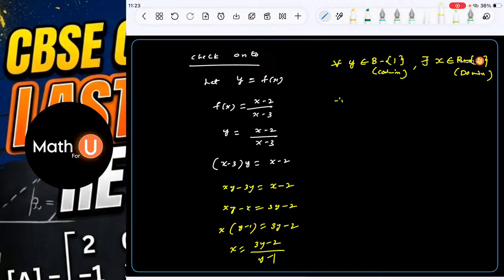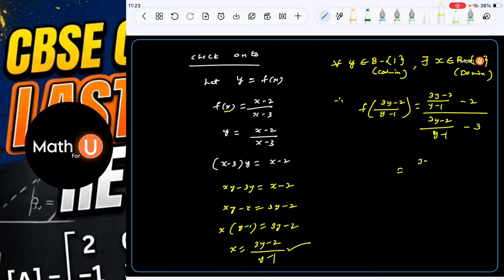Therefore, in place of x replace this complete x. f of (3y minus 2)/(y minus 1) is equal to [3(3y minus 2)/(y minus 1) minus 2] / [(3y minus 2)/(y minus 1) minus 3]. Simplify this. Take the LCM, we get like this. Here also we get y minus 1. This y minus 1 gets cancelled.